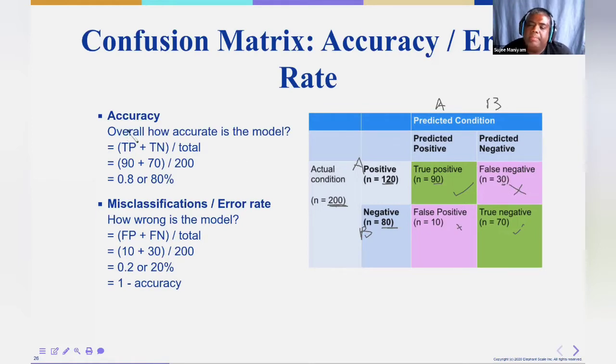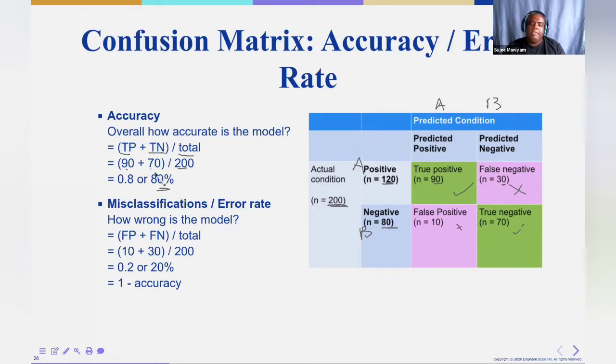So accuracy, the most commonly used term. What is accuracy? Accuracy is basically, what's my total and how many did I get right? So the green cells. Looking at the equation, true positive plus true negative, meaning these are the correct classifications. True positive is 90, true negative is 70, out of 200. So my algorithm is 80% accurate.